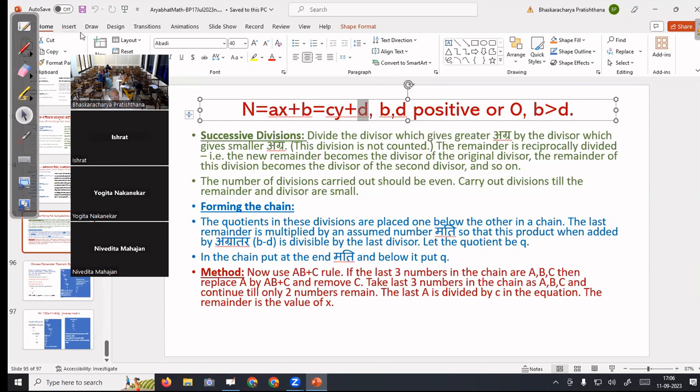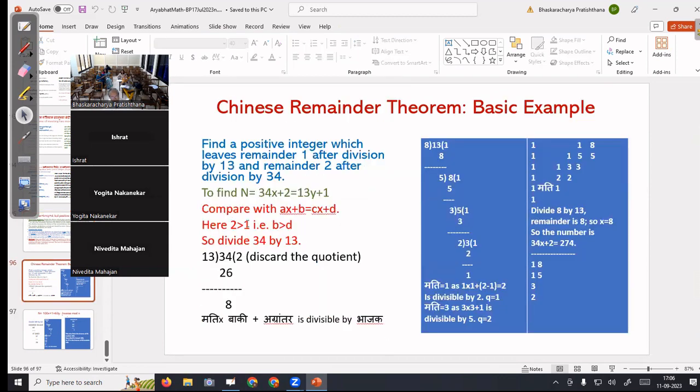Okay. Now, after that, you form a chain. So, now it is better to take an example and then see. Suppose I want to solve this problem: find a number which leaves remainder 2 when you divide by 34 and remainder 1 when you divide by 13.